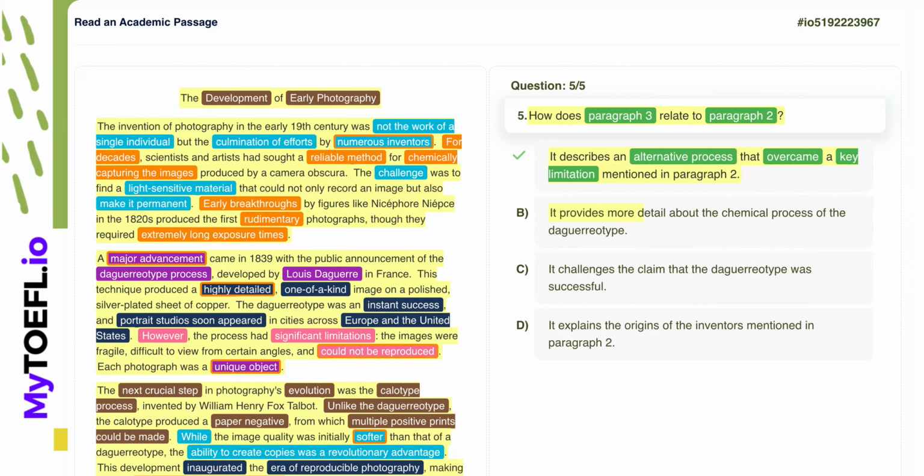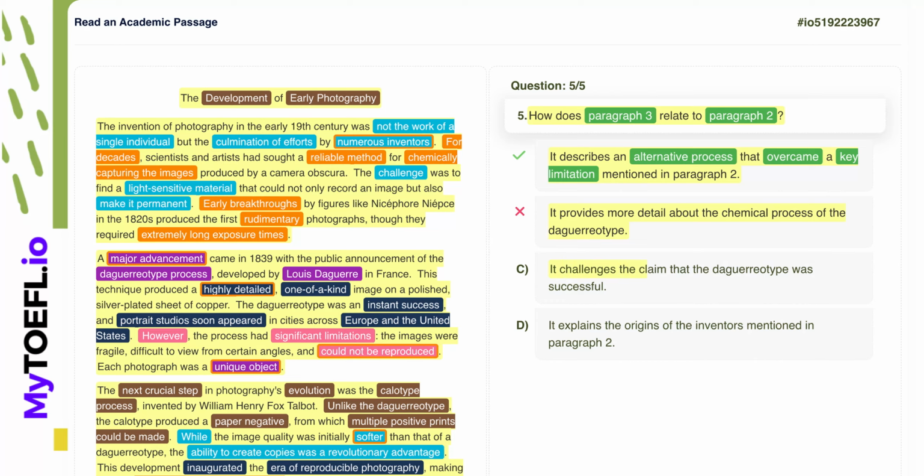It provides more detail about the chemical process of the daguerreotype. This is incorrect. Paragraph 3 is not about the daguerreotype, it is about the calotype process. It introduces a completely new process. It doesn't add more details to the previous one. Incorrect. Let's move on to option C.